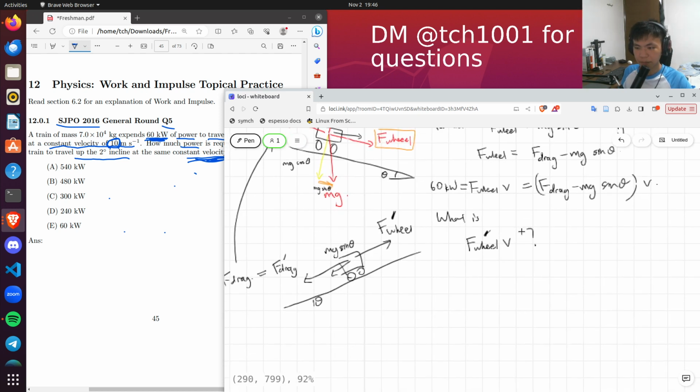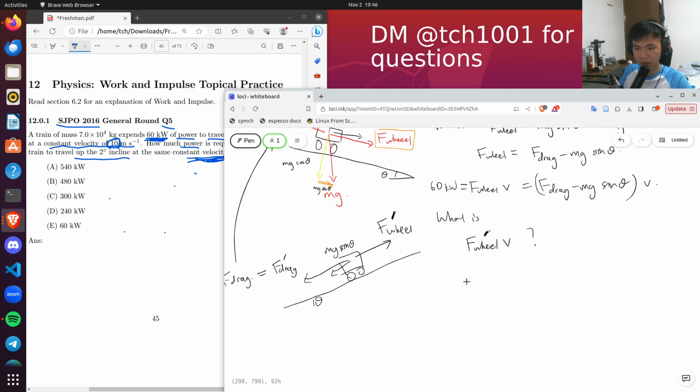And we can balance out forces again, right? So at terminal velocity, we have F wheel prime equals F wheel prime minus mg sine theta minus F drag prime, which is equal to F drag, so same thing, equals 0. And realize that now F wheel prime is equal to F drag plus mg sine theta.